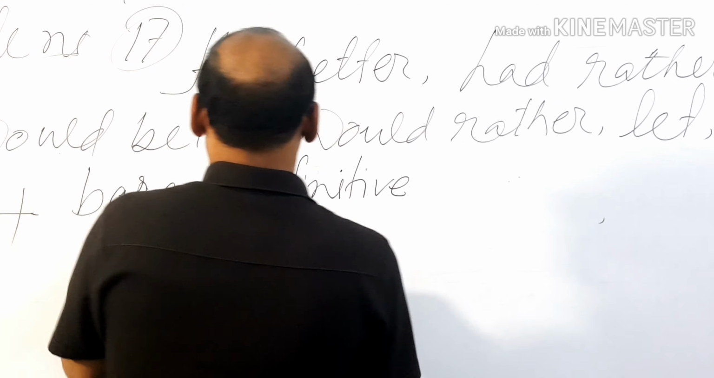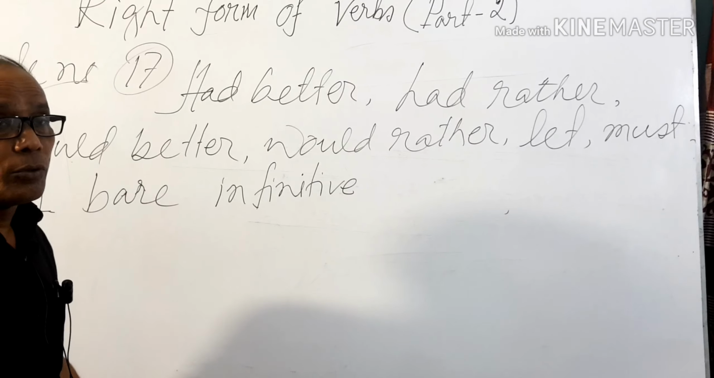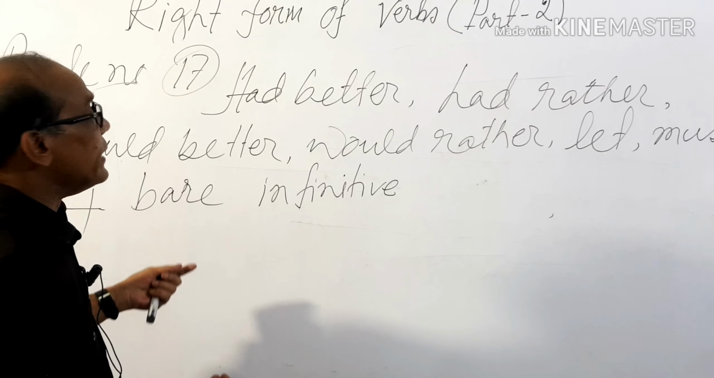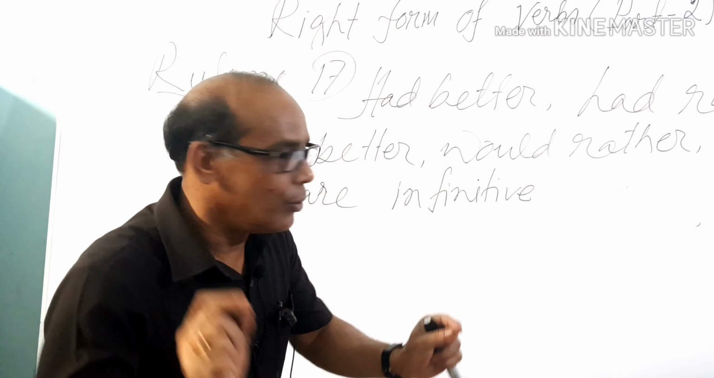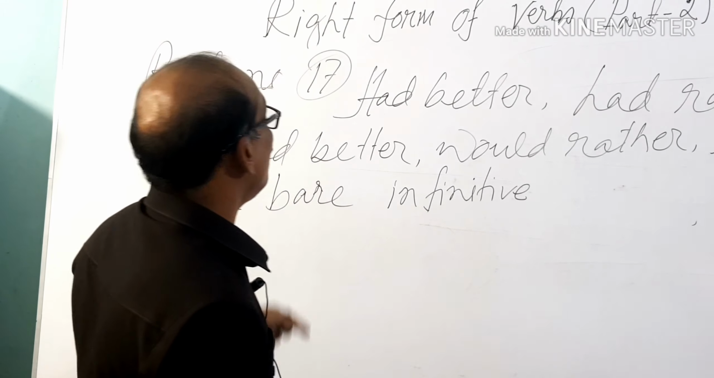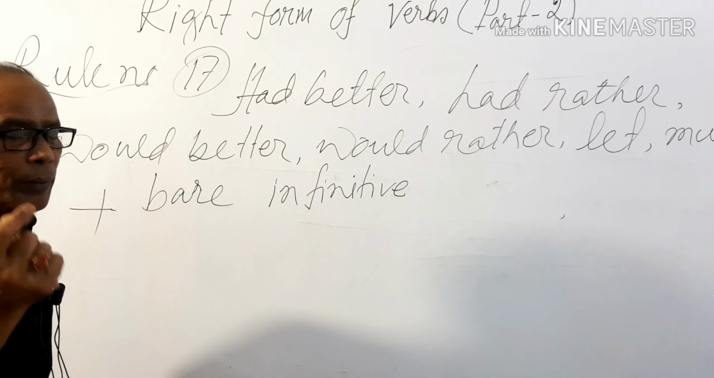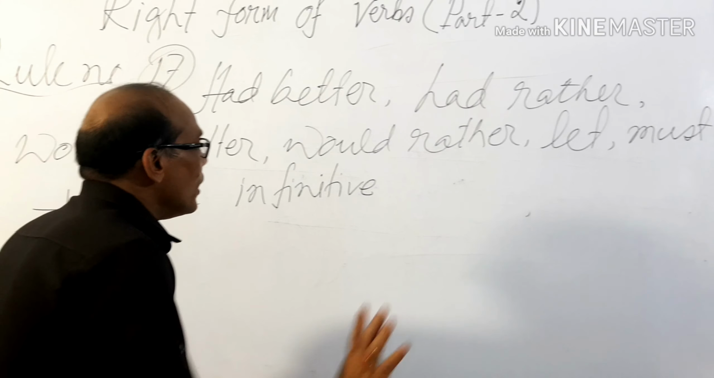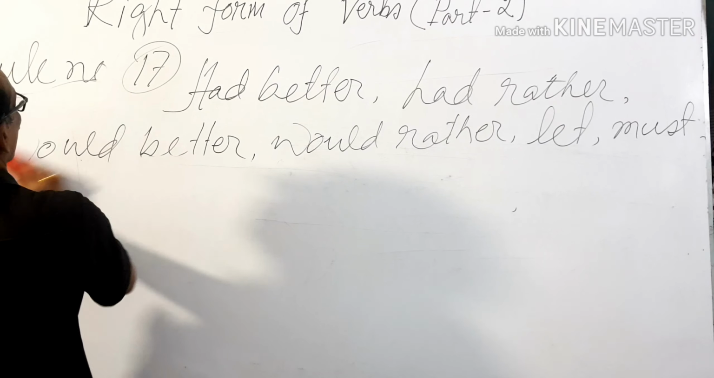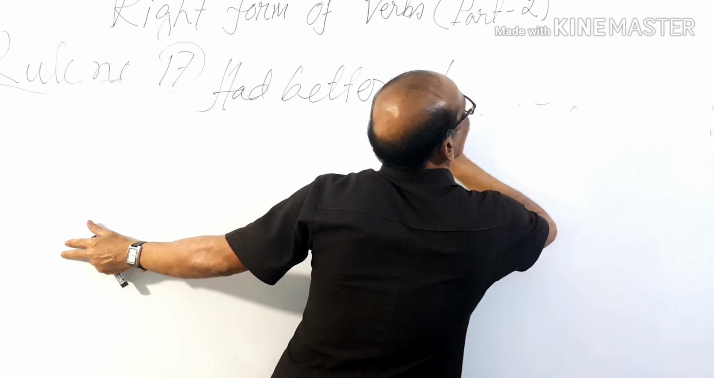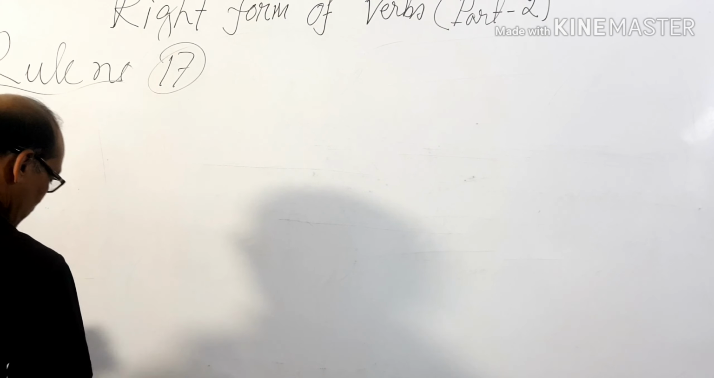Bare infinitive, that means bare infinitive is of two types primarily: infinitive with to, and infinitive without to. So here we will have to use bare infinitive, that means the base form of the main verb or present form of the main verb, just that. No to, that means without to we'll have to use. This is a very easy rule, and let me give you an example.